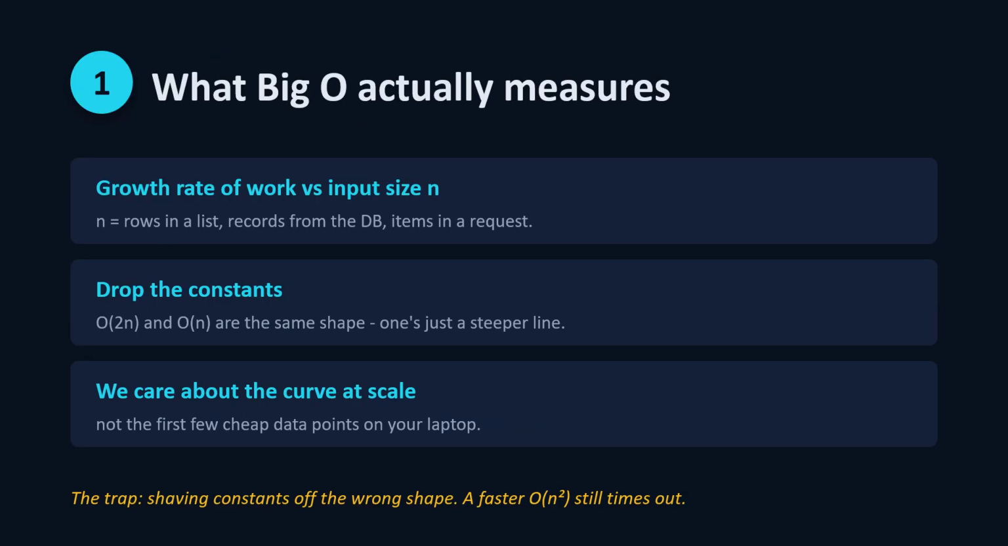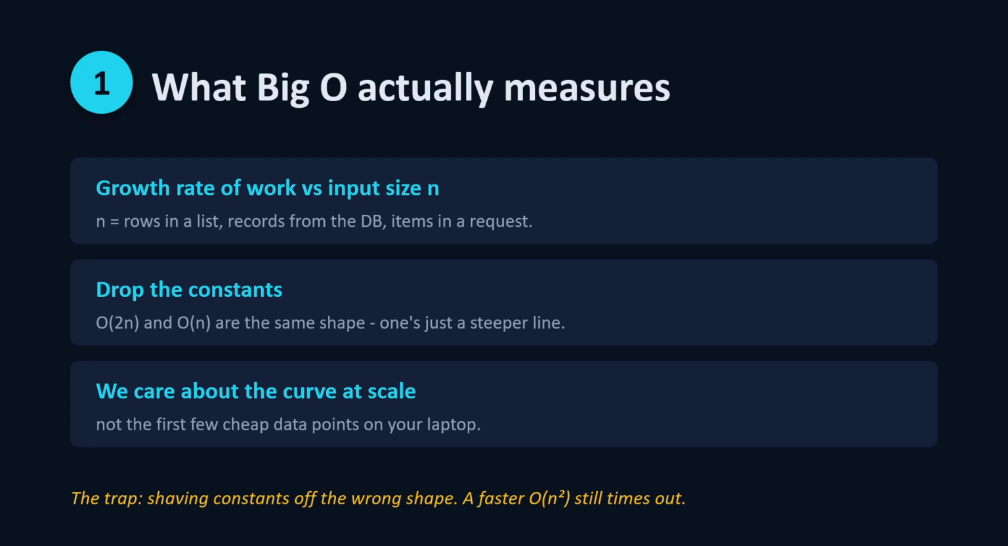Segment 1. What the notation is actually measuring. The N you see everywhere is the size of your input. Rows in a list, records from the database, items in a request. Big O describes how the amount of work grows as that N grows. And here's the part that trips people up. We throw away constants. A loop does two passes over your data. O of 2n is the same shape as one pass, O of n. Both are straight lines, one's just steeper. At scale, the shape is what kills you, not the constant.